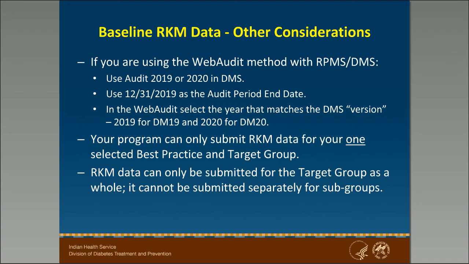All right, so for baseline required key measure, other considerations, if you're using the web audit method with RPMS, you want to use audit 2019 or 2020 in DMS. Again, you're going to use 12/31/2019 as your audit period end date. So again, you're starting with last year to see what happened last year with your target group. In the web audit, select the year that matches the DMS version. So 2019 for DM19 and 2020 for DM20.